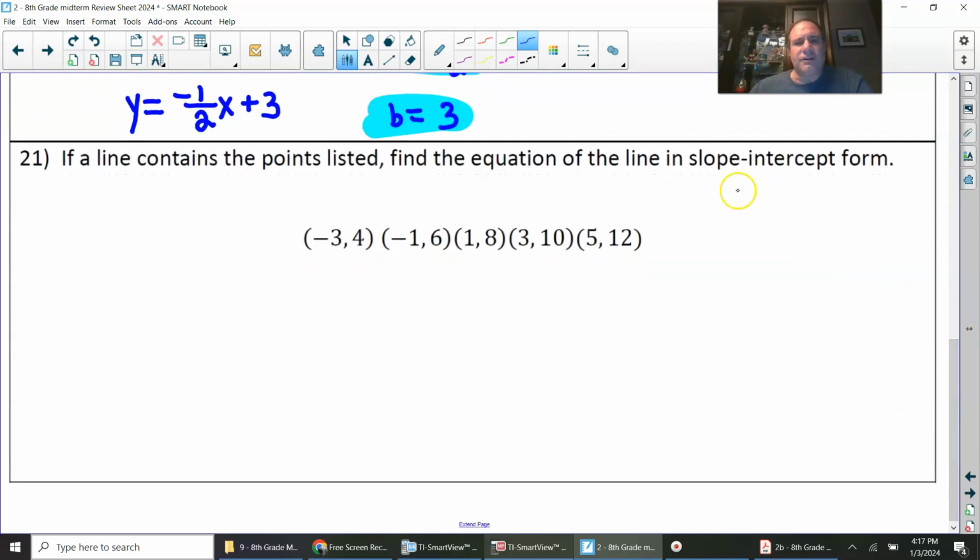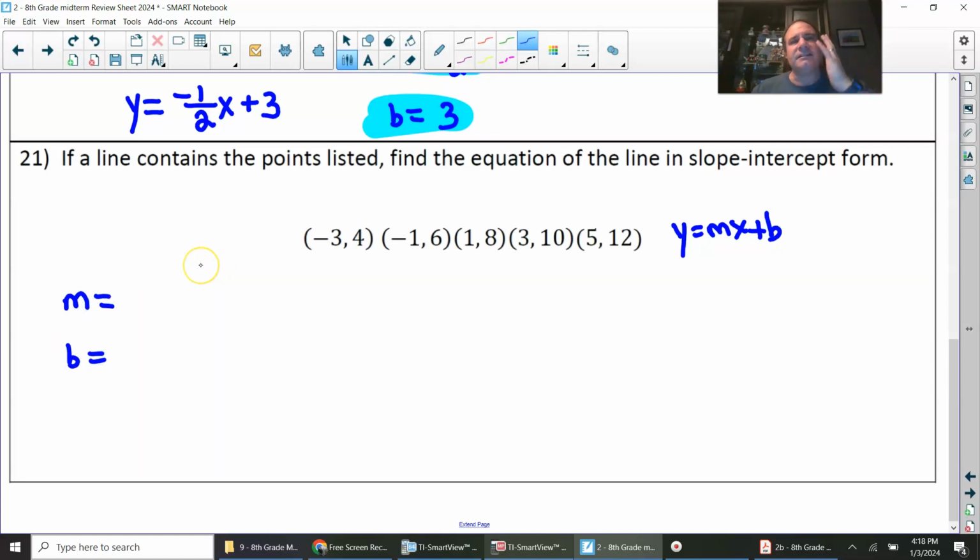If a line contains the points listed, find the equation of the line in slope-intercept form. So this is a little bit difficult. So we have y equals mx plus b. This is the equation of the line. You need 2 things. You need the m and you need the b.